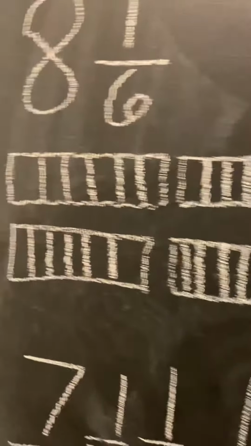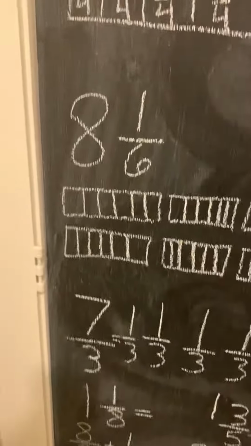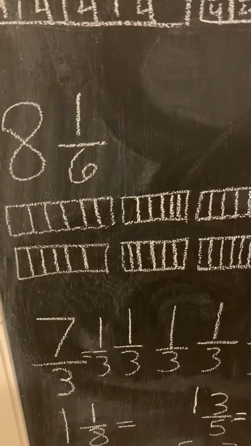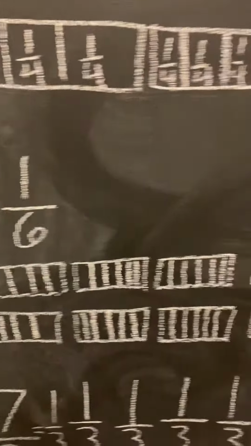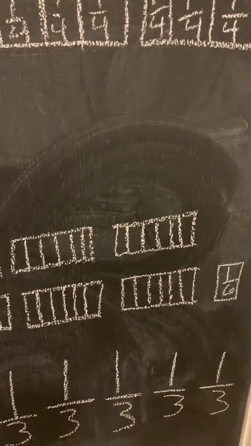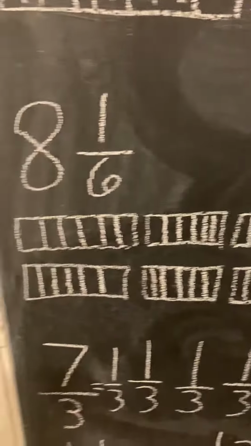Okay, so I had 8 whole groups. I had, say, 8 whole candy bars, and I chopped them up into 6 parts, each whole. Okay, so now I've got a whole bunch of what? I've got a whole bunch of 1/6 on my hands. Now I need to count up all of my 1/6.